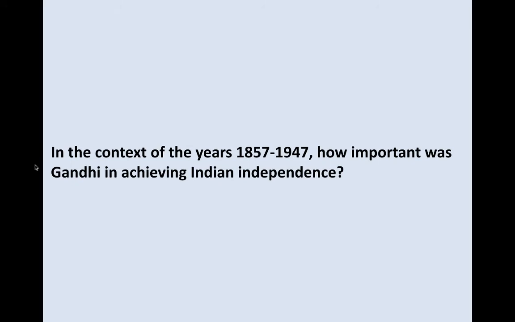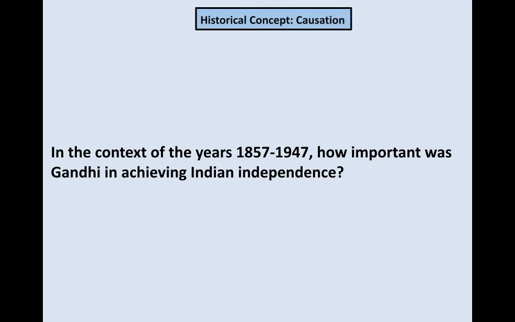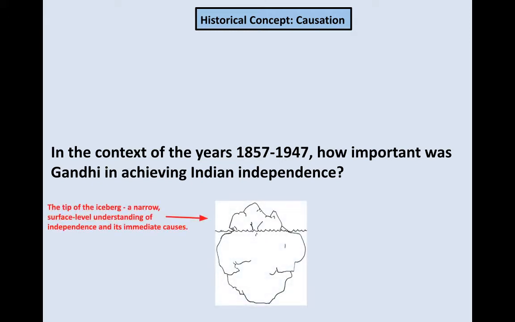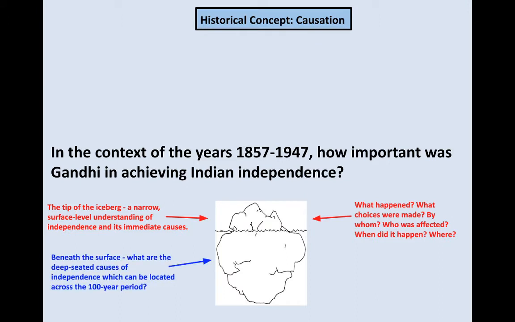The second question is also a causation question. So in the context of the years 1857 to 1947, how important was Gandhi in achieving Indian independence? Okay, and similarly, I use the iceberg example. So the tip of the iceberg is a narrow surface level understanding of independence and its immediate causes, but we really need to look beneath the surface and look at the deep-seated causes of independence, which can be located across the 100-year period. And here we really need to think about the differences between independence and partition.